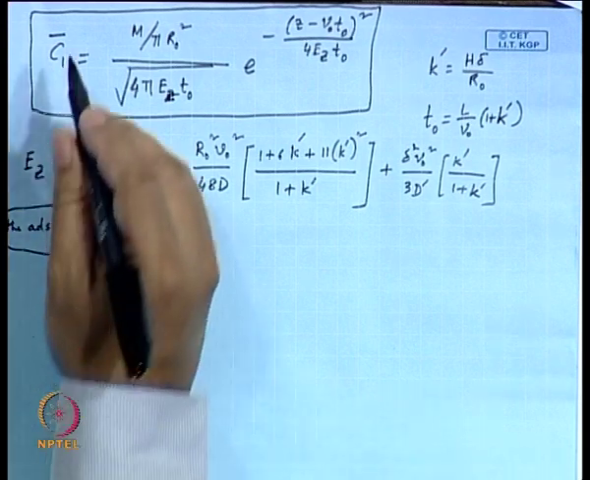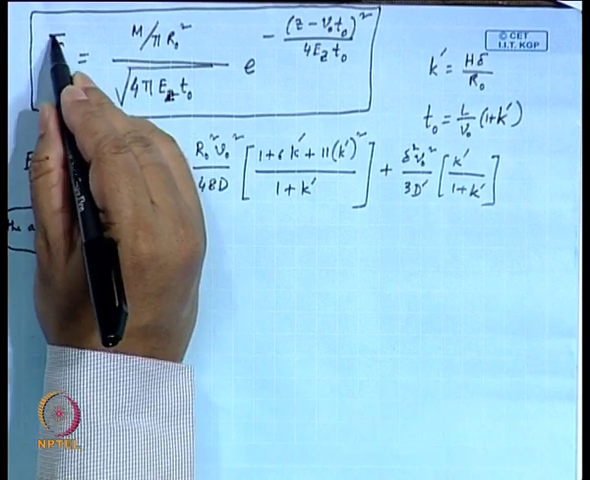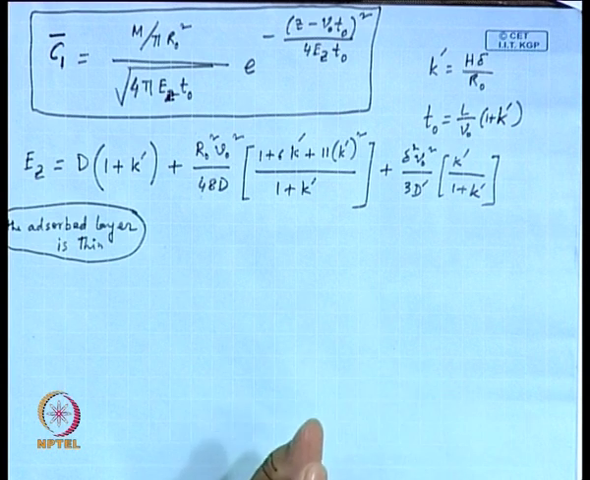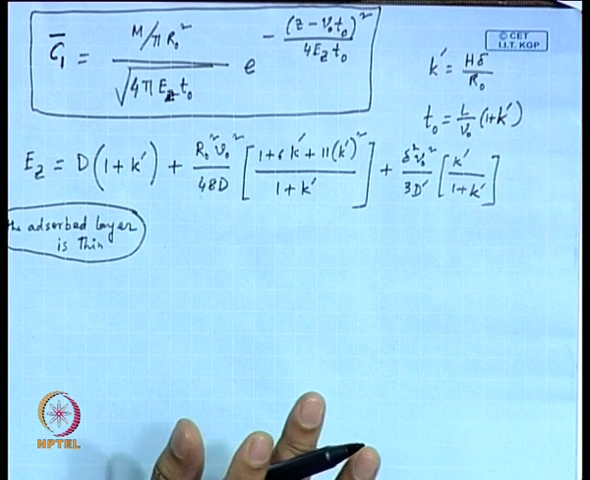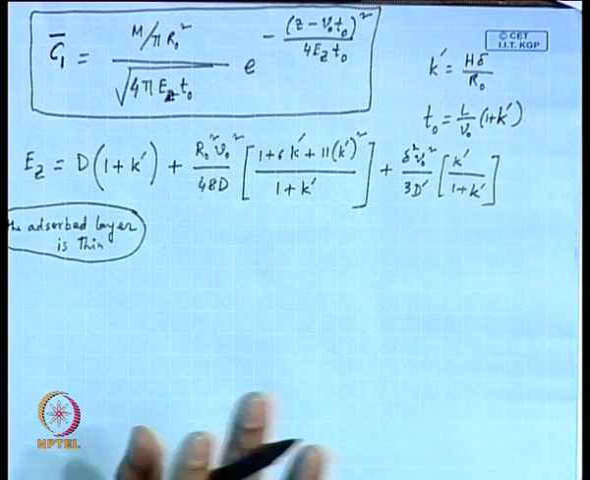Okay, and this C1 bar, of course, what is C1 bar? C1 bar is the concentration which is averaged over the entire cross section. Keep in mind that the subscript 1 talks about species 1. If you have 1, 2, 3, 4, then you will have C2, C3, C4. And this bar represents the concentration averaged over the entire cross section.